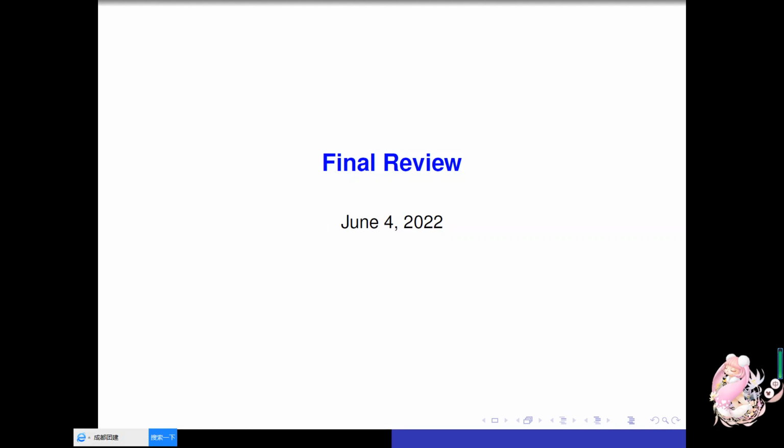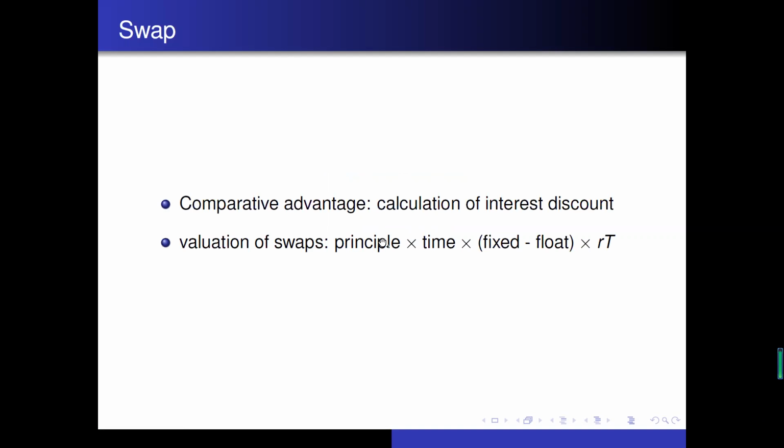And today I'm going to do a brief review of what we have learned in the second half of the quarter. So the first chapter we learned is swaps. The core thing here is the comparative advantage statement. Comparative advantage means that two companies have comparative advantage involving fixed and floating rates, and they decide to swap their interest rate. So the question here is how to calculate the interest discount.